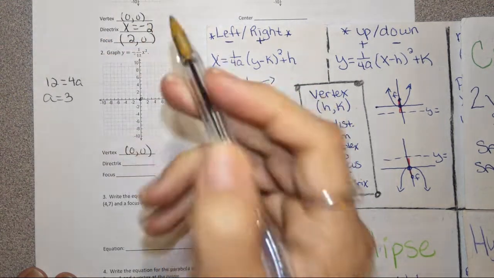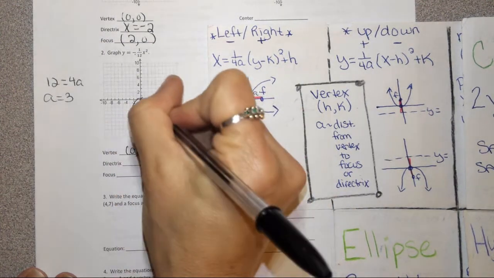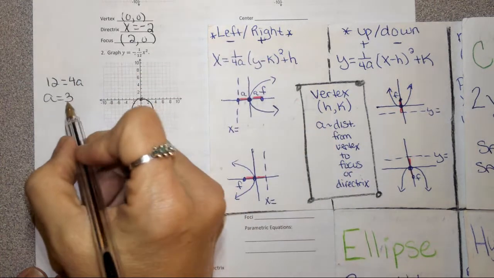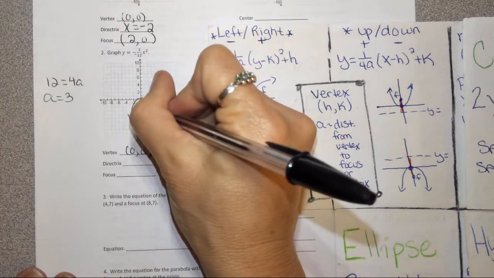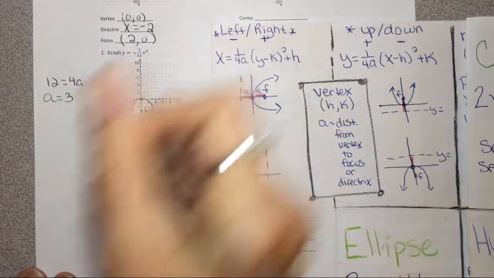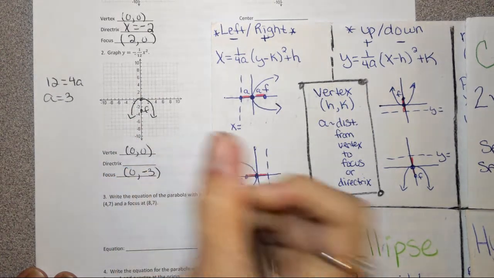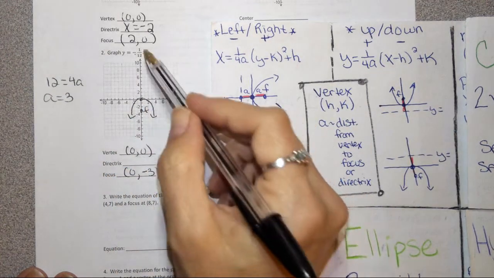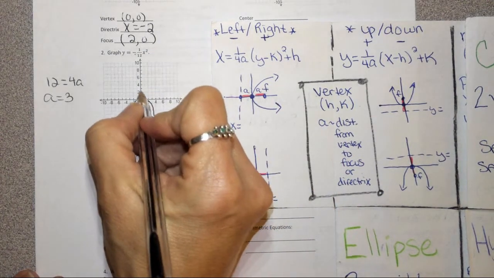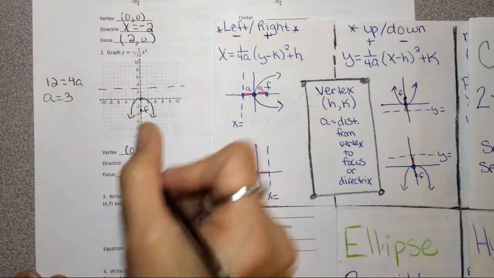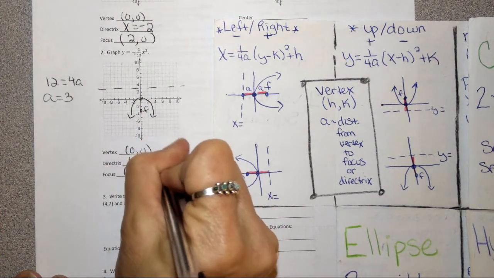Because this is a negative, it's going to open down. Remember, your focus is always inside the parabola, so I'm going to go 3 units inside, 1, 2, 3. There's my focus. That ordered pair right there is 0, negative 3. My directrix is always the opposite of my focus, so 1, 2, 3. There's my directrix. That's a horizontal line, and it's y equals 3.